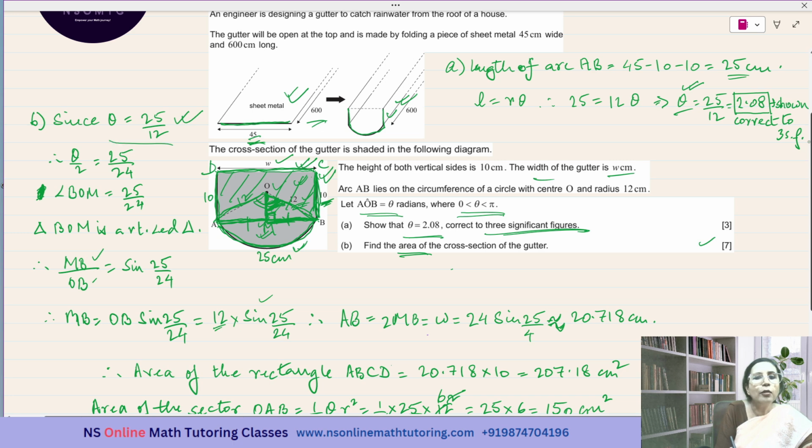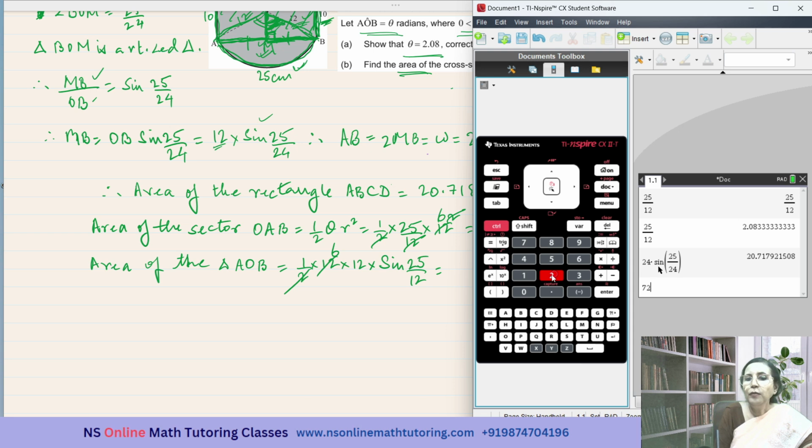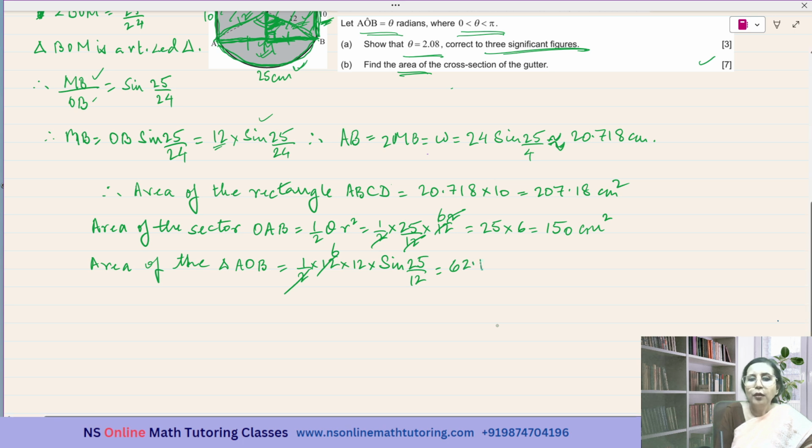Let me show you again. Theta is equal to 25 over 12. Okay. 25 over 12. And this should be equal to, for this I need the calculator, of course, 72 times sine of 25 over 12. It is 62.1538, I'm taking. Okay, 62.1538.